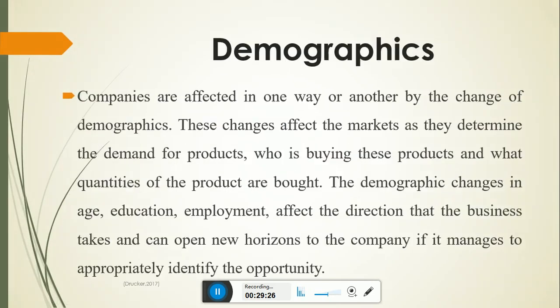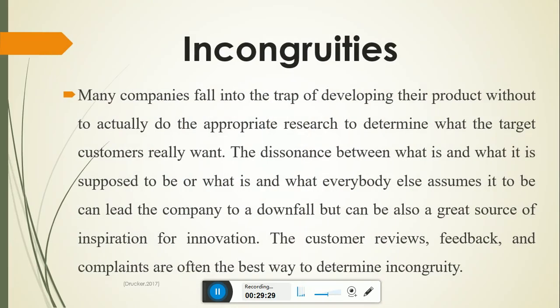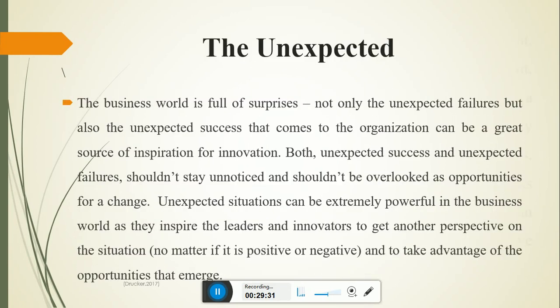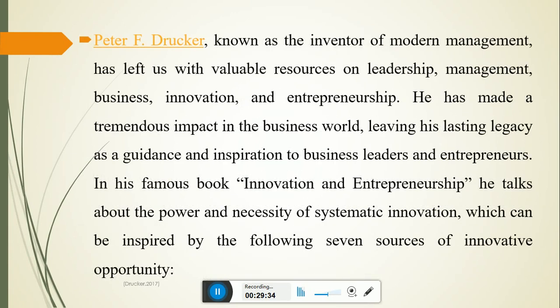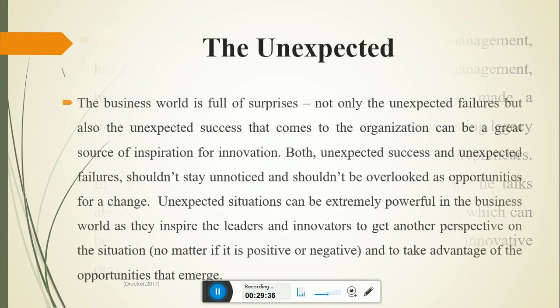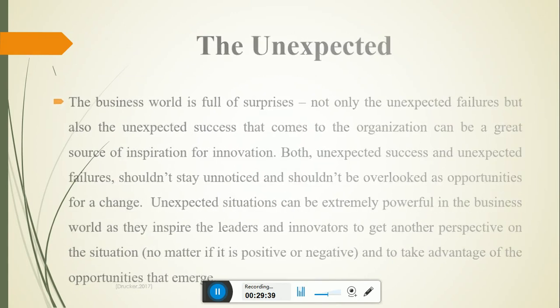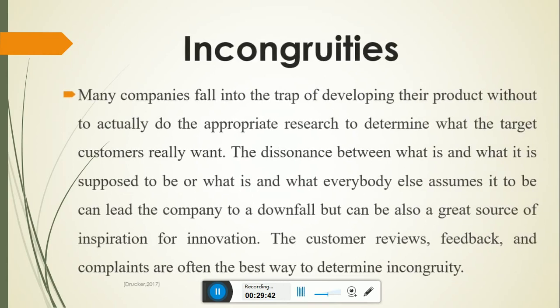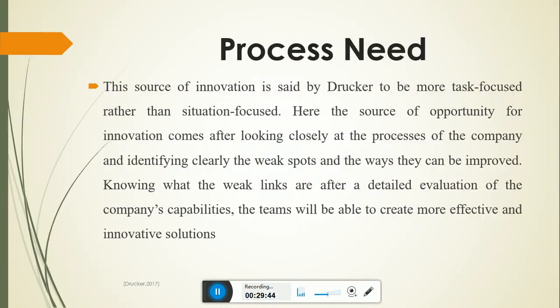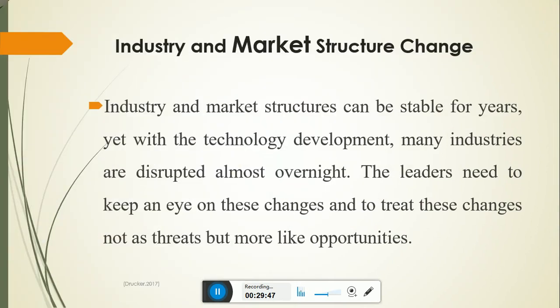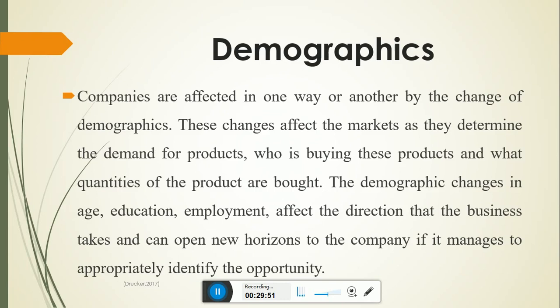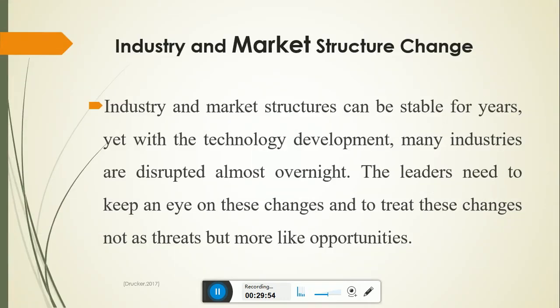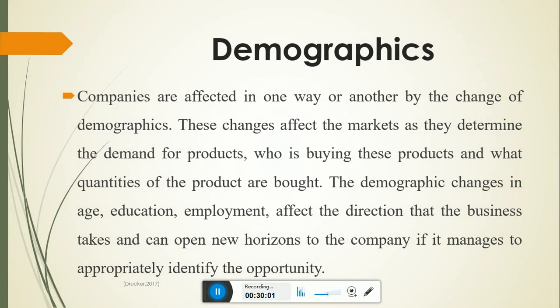So we have studied, let me review all of them. We have discussed the 7 sources of new innovation by Peter Drucker. The first one is the unexpected, the next one is incongruities. The next one is process need, which you need to change, check your process every time. Industry and market structure change, you need to see the market. Demographics is another: age, education, location, geographic location, all of which you need to have knowledge of.